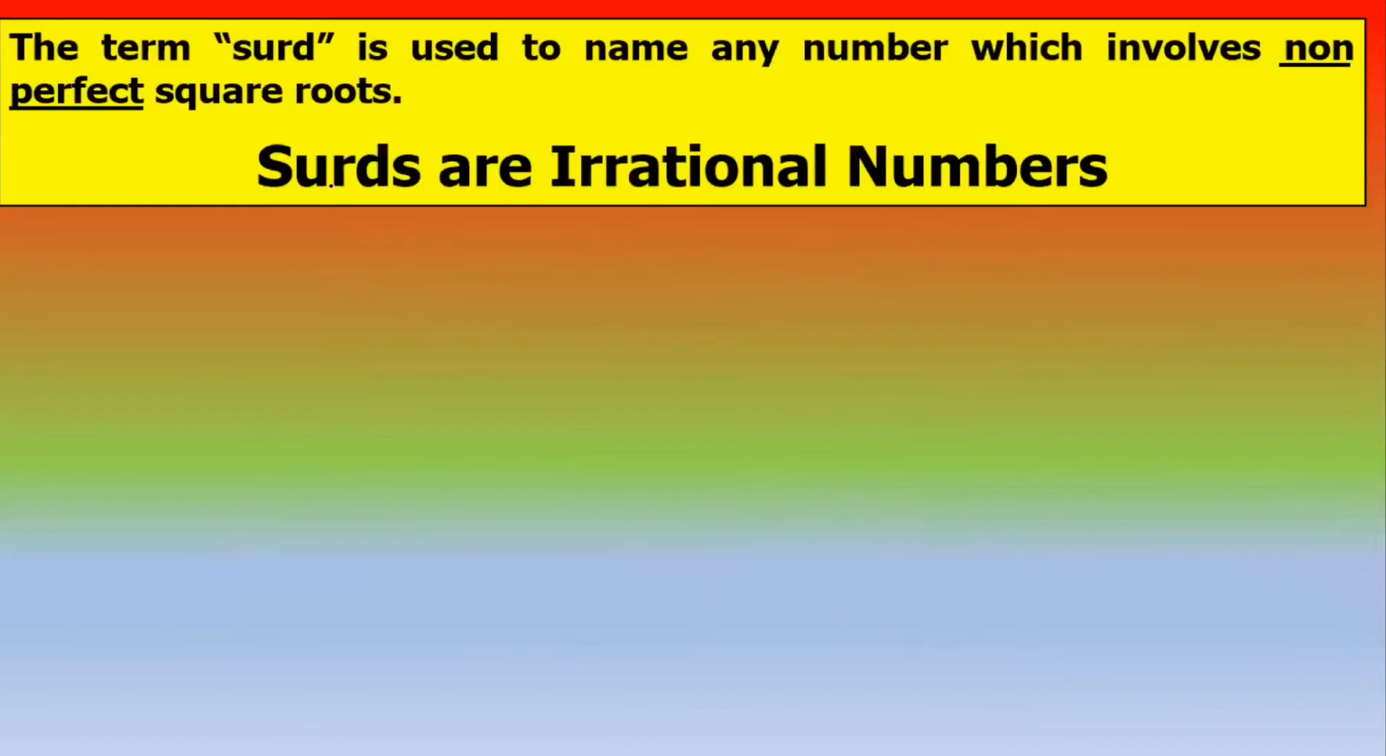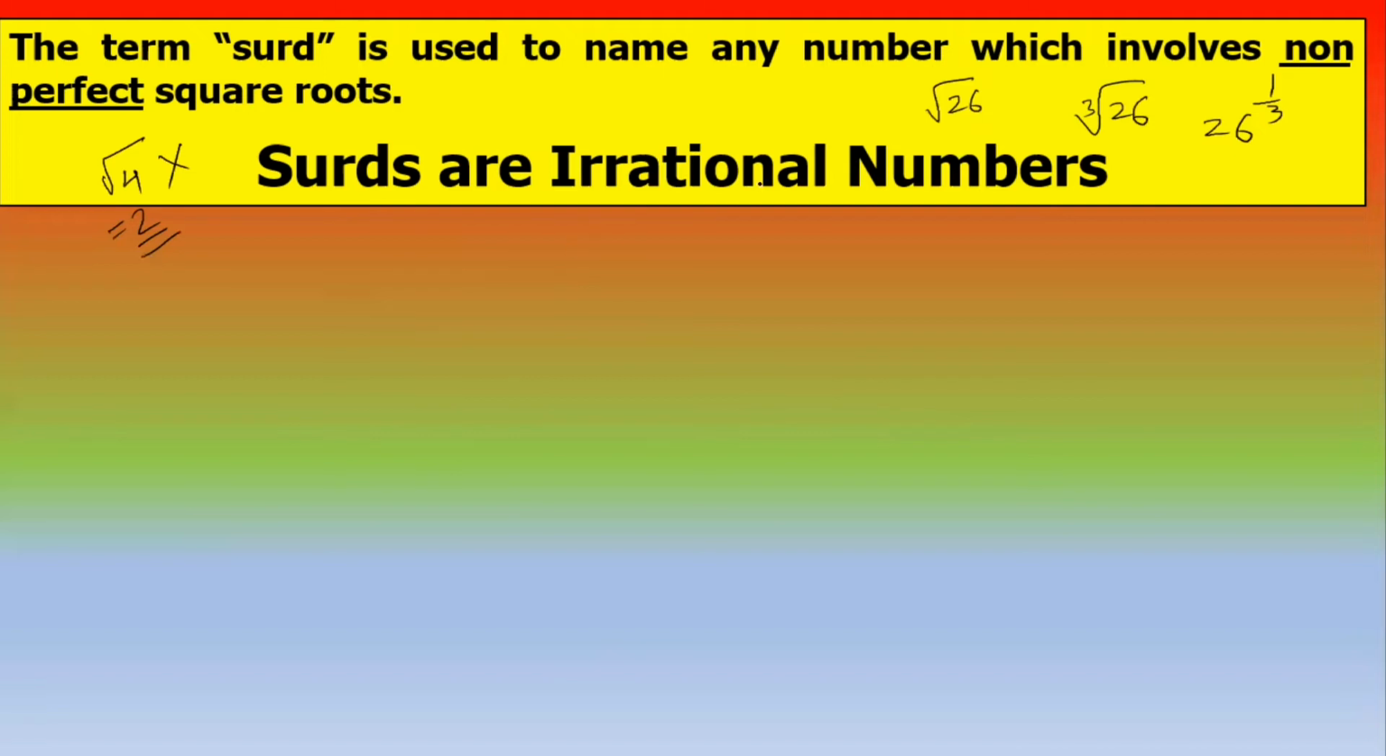Important. The term surd is used to name any number which involves non-perfect square roots. So when I talk of square root of 4, it is not a surd. Why? Because root of 4 is equal to 2 and 2 is a rational number. So if I say root of 26, yes, it is a surd. If I say cube root of 26, yes, it is a surd. This can be written as 26 to the power 1 by 3.